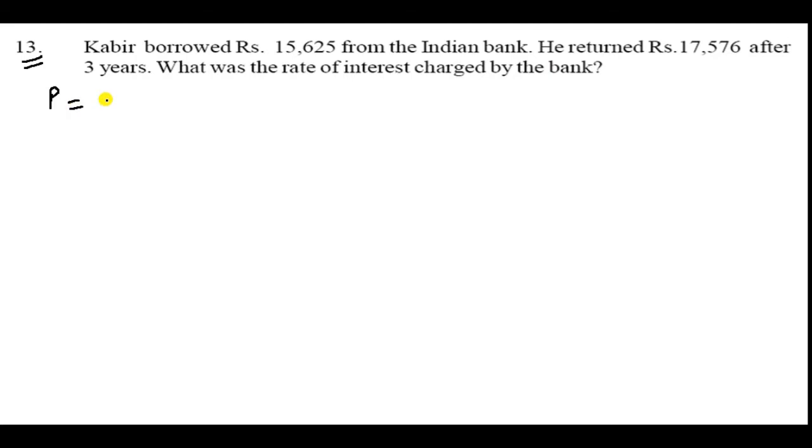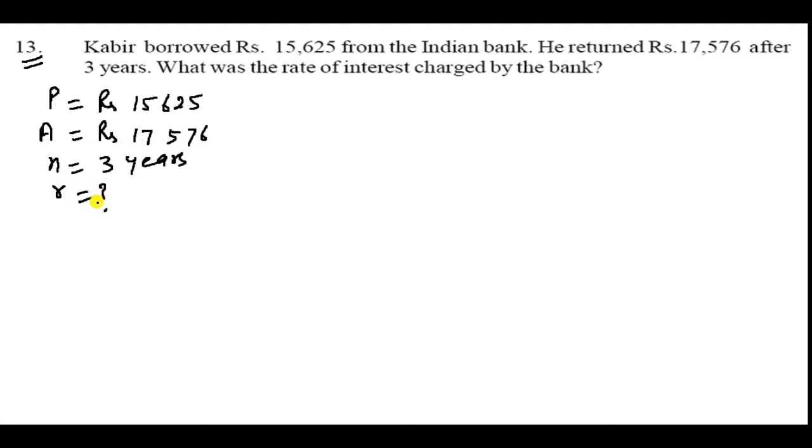So that means principal is given as rupees 15,625 and the amount returned to the bank is rupees 17,576, and the time period is given as 3 years. Now find the rate percent. So that is the question mark.